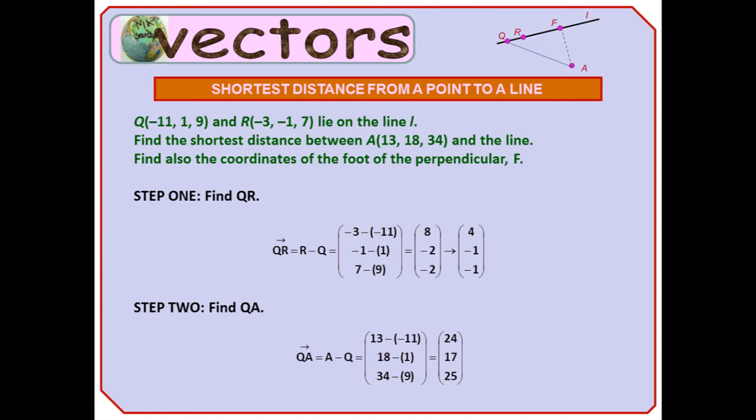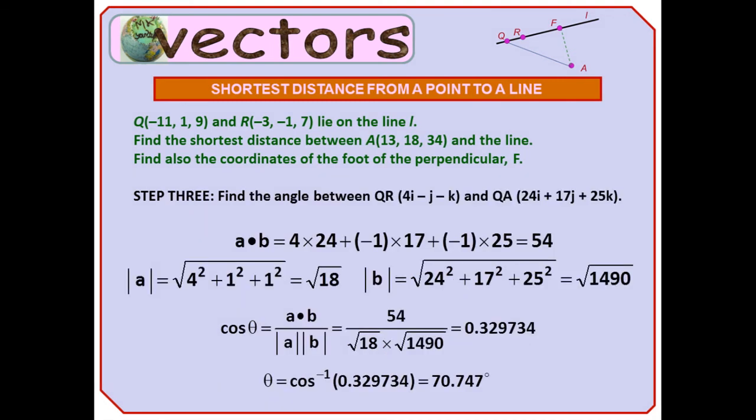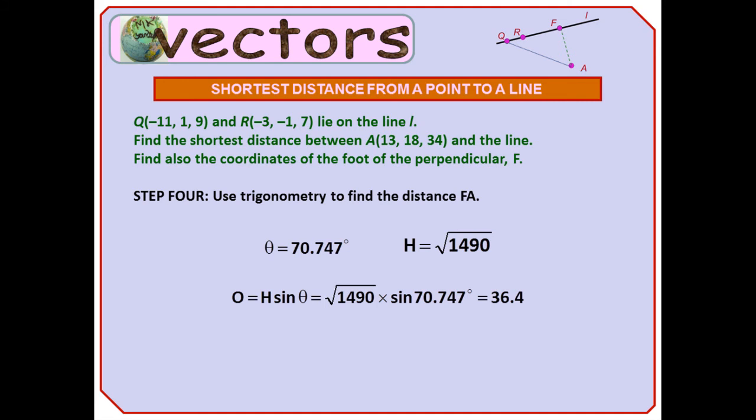Step 1, find QR. Using our method from before, we do r minus q and get 4, minus 1, minus 1. Step 2, QA is a minus q, which is 24, 17, 25. Step 3, find the angle between QR and QA. Using the scalar product, we get 70.747. Step 4, use trigonometry to find the distance FA. The opposite is h sin theta, which is 36.4.